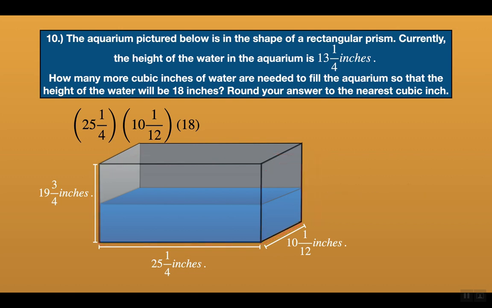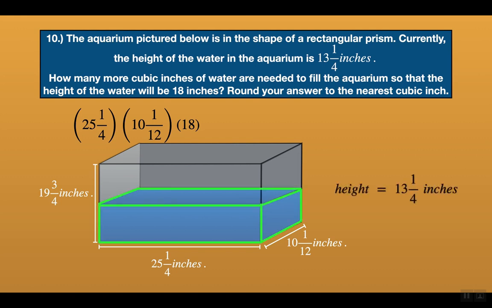But then we're also going to calculate the volume of the rectangular prism of where the water currently is. According to the question, the water is currently at a height of 13 1/4 inches. And in green, you could see outlined a rectangular prism.